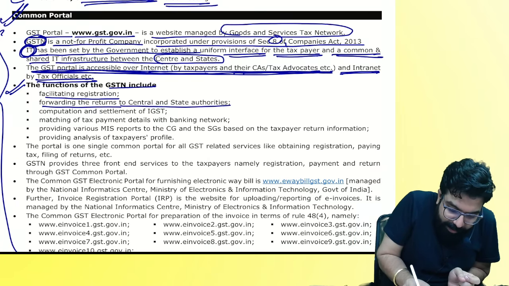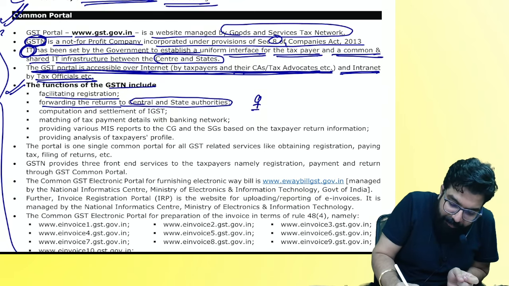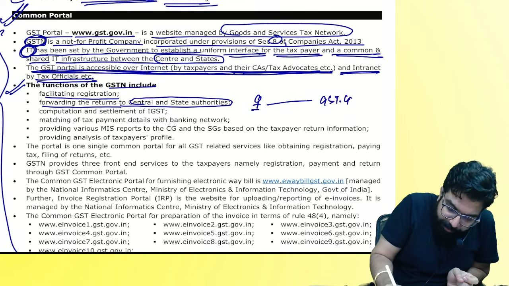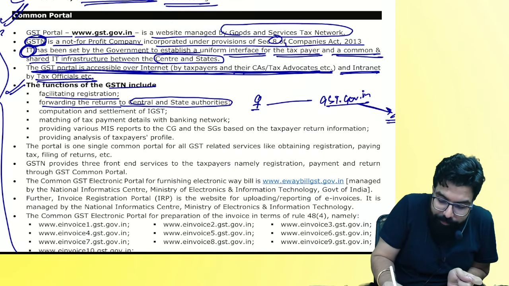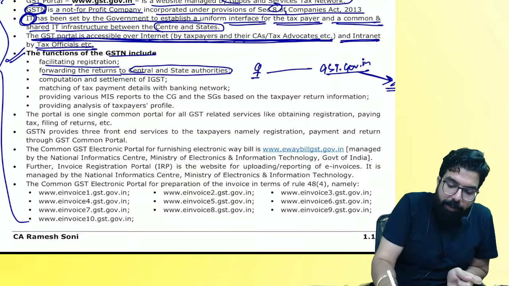Forwarding the return to central and state authority. Tell me one thing. I will file my return on GST.gov.in. My return will be sent to the GST officer who will check. Who will send it? GSTN.